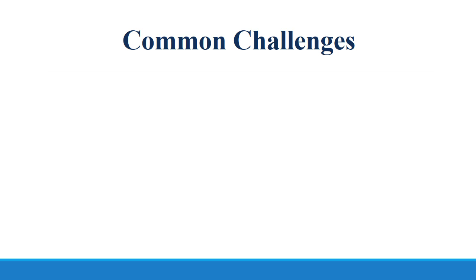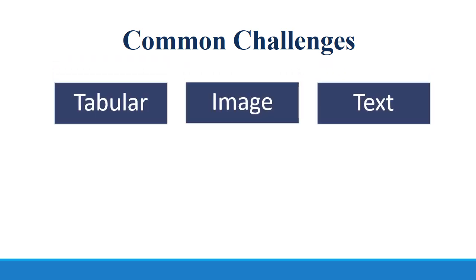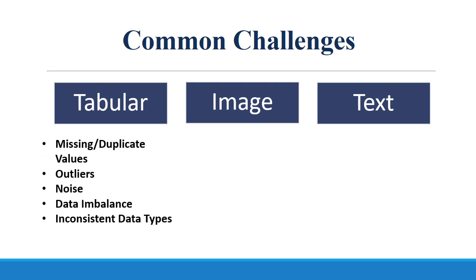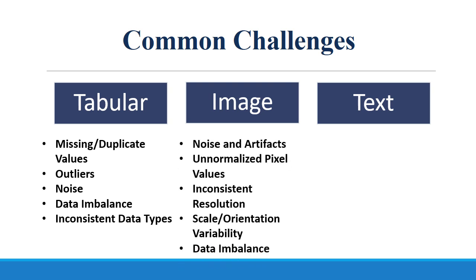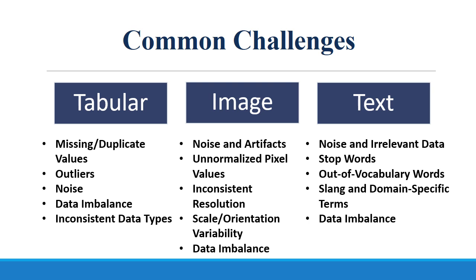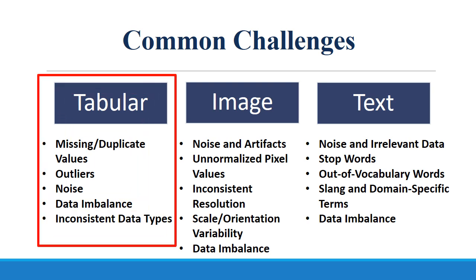Let's discuss the common challenges with different kinds of data. With tabular data, we face challenges like missing or duplicate values, outliers, noise, data imbalance, and inconsistent data types. With image data, we face issues like noise and artifacts, unnormalized pixel values, inconsistent resolution, scale and orientation variability, and data imbalance. With textual data, we face issues like noise and irrelevant data, stop words, out of vocabulary words, slang and domain specific terms, and data imbalance. This course will focus on the challenges with tabular data.